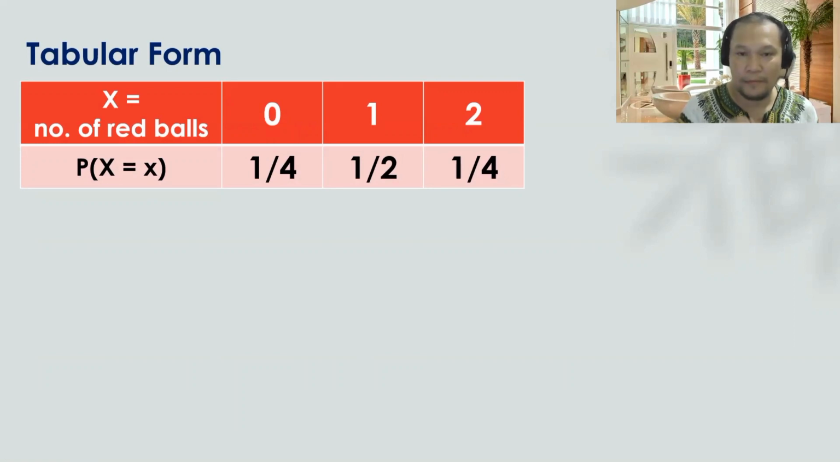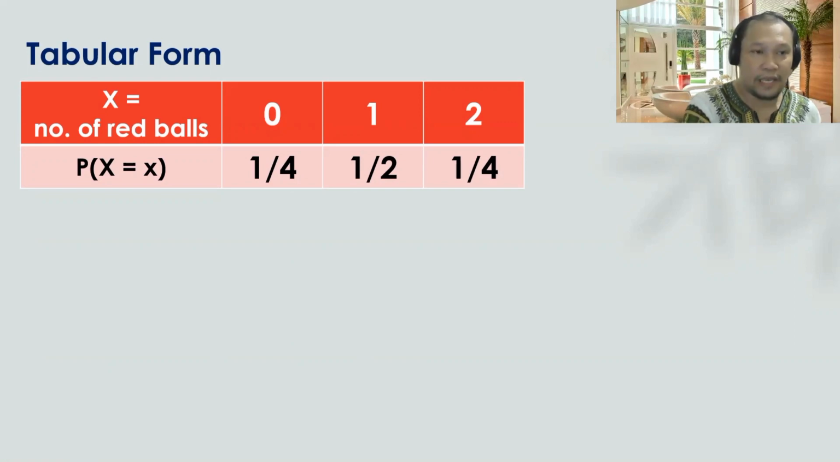Okay? Now remember, there are two outcomes where the number of red balls is equal to 1. We have red, blue, and blue, red. Therefore, the probability is 2/4 because the total number of outcomes is equal to 4. But since 2/4 can be simplified, our answer becomes 1/2.